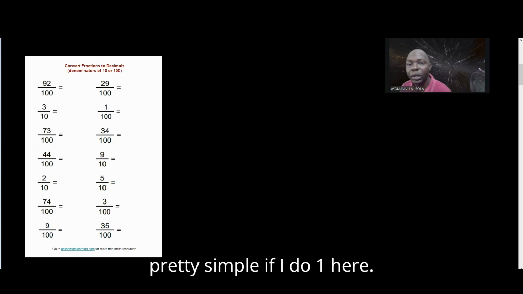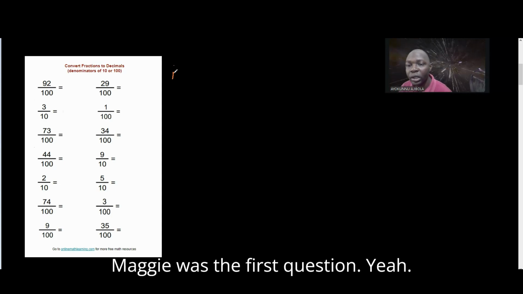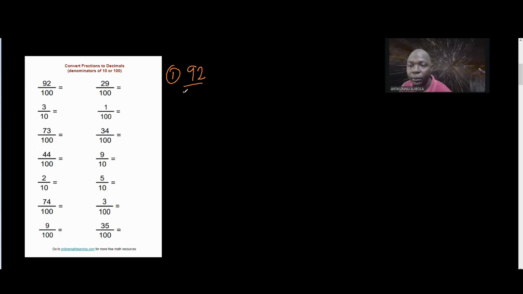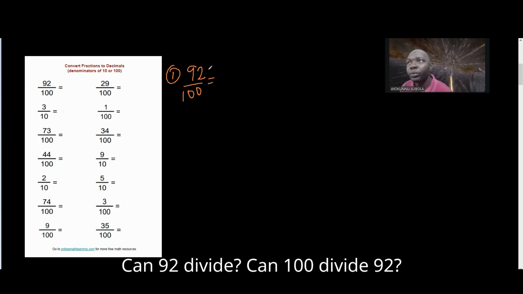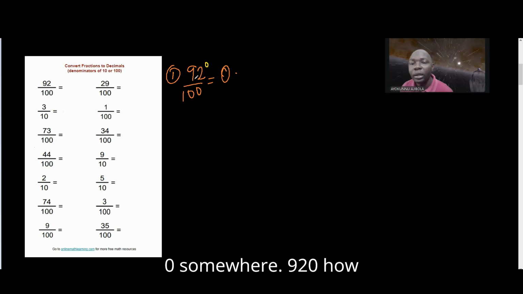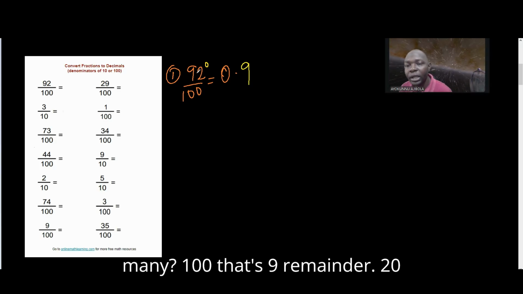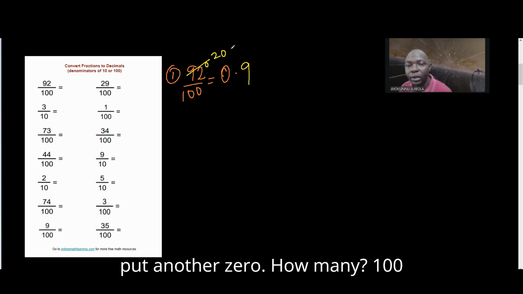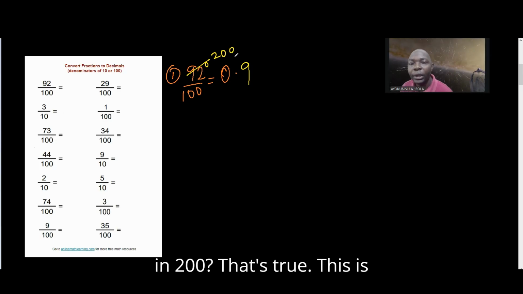If I do one here, Miggy, what's the first question here? 92. Can 100 divide 92? That's 0. You put an imaginary 0 somewhere. 920, how many 100? That's 9. Remainder 20. Put another 0. How many 100 in 200? That's 2. This is simple, okay?